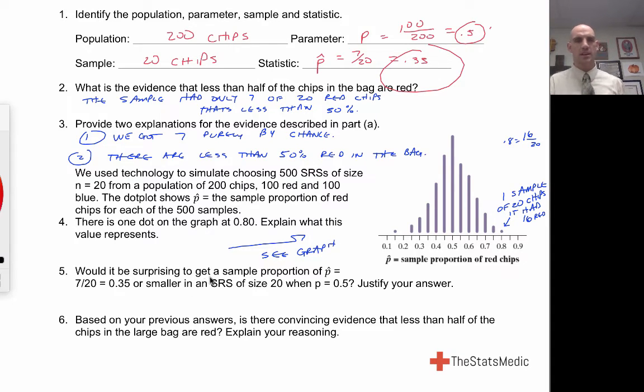So would it be surprising to get a sample proportion of p hat equals 7 of 20, 0.35, or smaller in an SRS of size 20 when p equals 0.5? Justify your answer. So let's look. We're looking to compare what happened in our one sample to this population distribution. Check it out right here. Boom. No. 35% red.